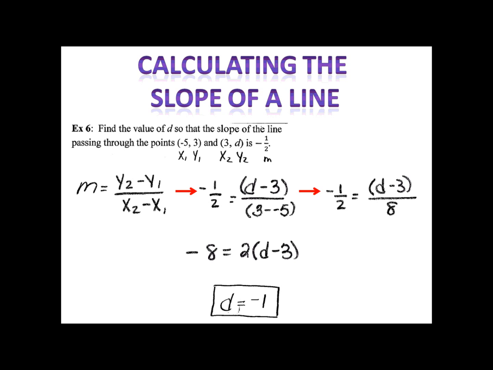So that point is 3, negative 1. Or if I use this line as my machine, I drop in a 3, it spits out a negative 1. And so this is the idea of working with slope. You now know how to calculate slope using the slope formula. You know how to graph a line using a point and the slope, and you also know how to find missing values when given the slope and another point.